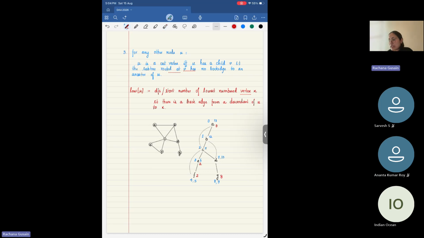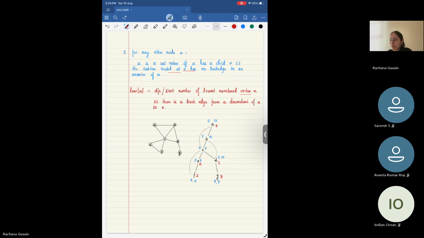What about the low of D? It will be 1 because it has a back edge. From D, you see a back edge to B, right? And there is only one back edge. So look at all the back edges and just take the smallest starting number. That is it. Okay, so D has a low of 1.